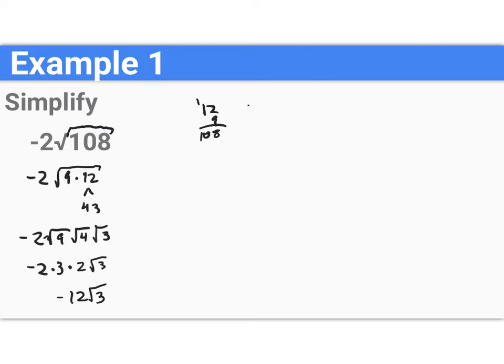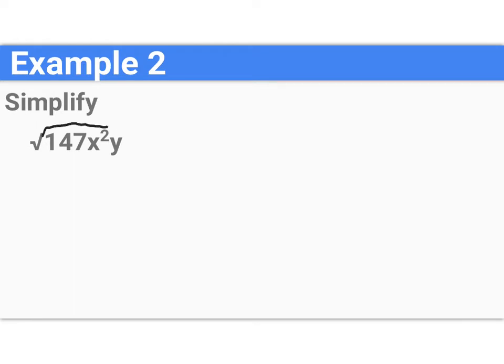108 is also 36 times 3, huh? Yep, 108 is also 36 times 3. So, same thing. Okay, the square root of 147 x squared times y. And what you need to do is find perfect squares. So remember, our perfect squares are numbers like 1, 4, 9, 16, 25, 1 squared, 2 squared, 3 squared, 4 squared, 5 squared. If you need a refresher on your squares, please go back and look in numbers and operations where I went over square roots.